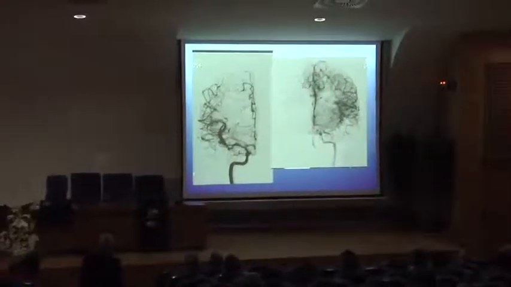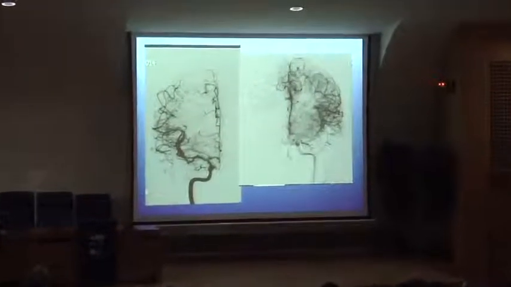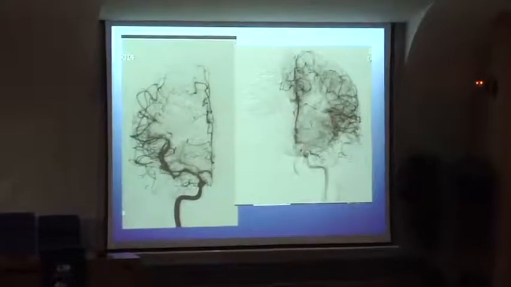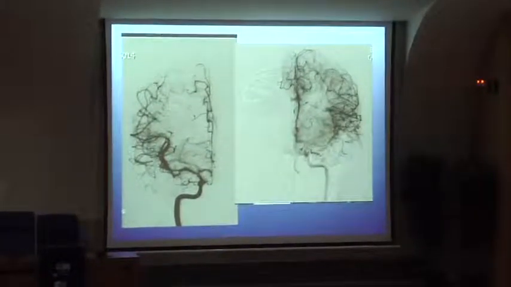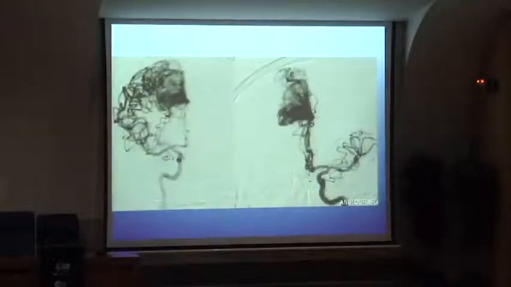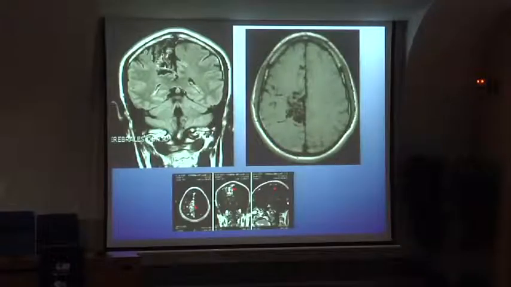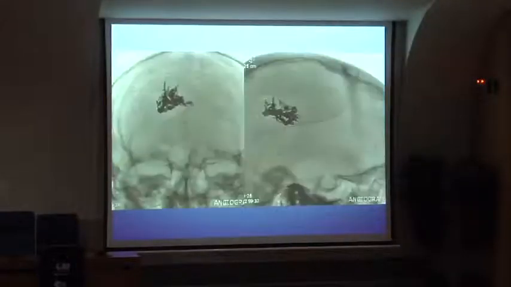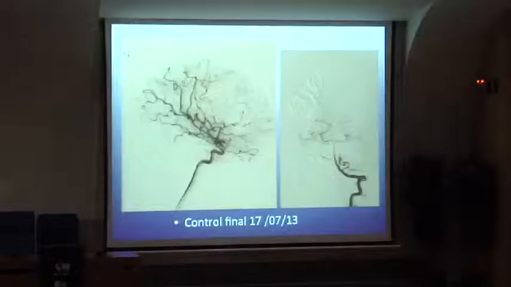Why do I prefer the Onyx? Because you need a resection of the nidus after embolization. It's not easy to remove surgically when you put the glue. That's the only difference. This is the final control. This is anterior.